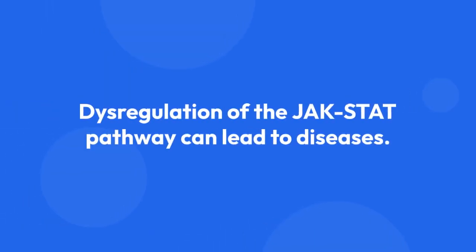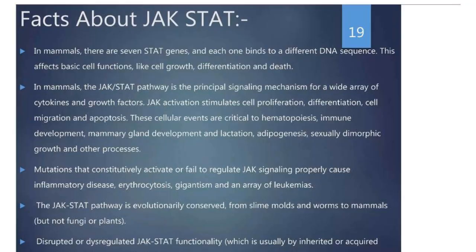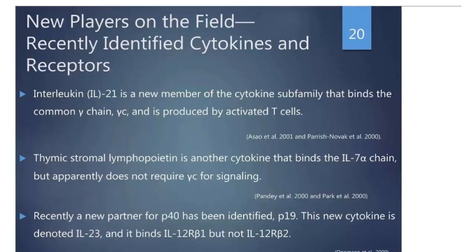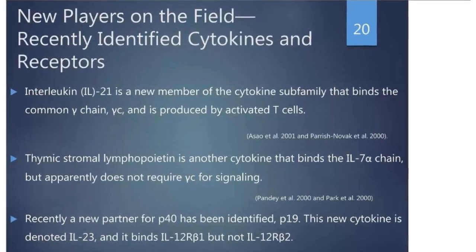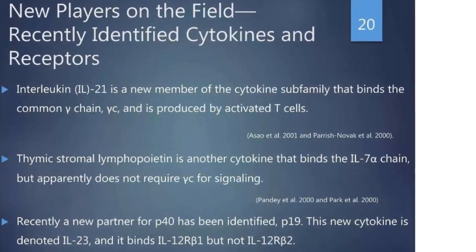Dysregulation of the JAK-STAT pathway can lead to diseases. For instance, constant activation of this pathway can result in uncontrolled cell growth, contributing to cancer. Abnormal JAK-STAT signaling can also lead to autoimmune diseases and inflammatory conditions.